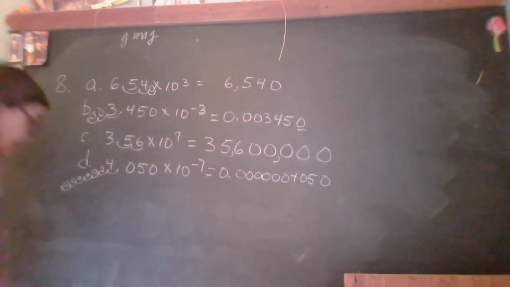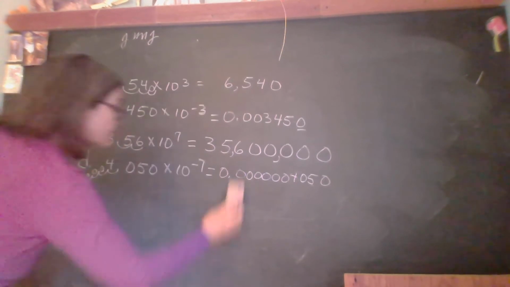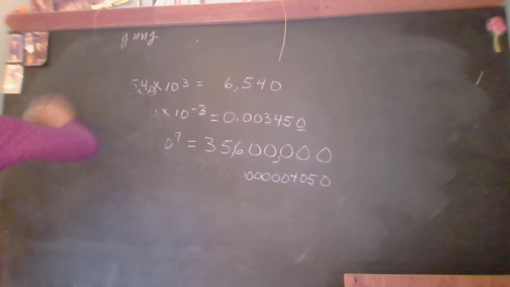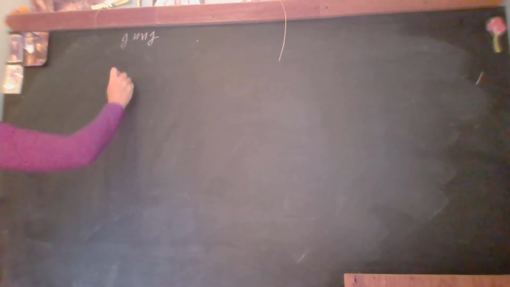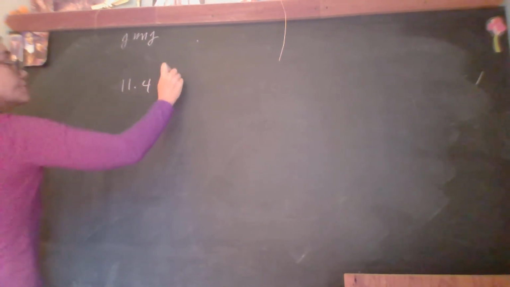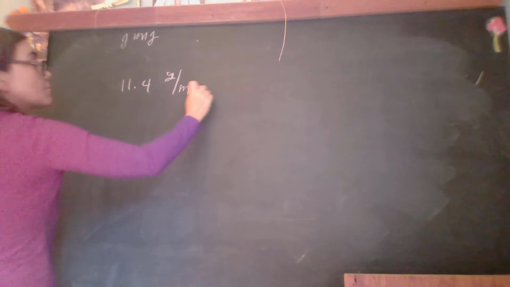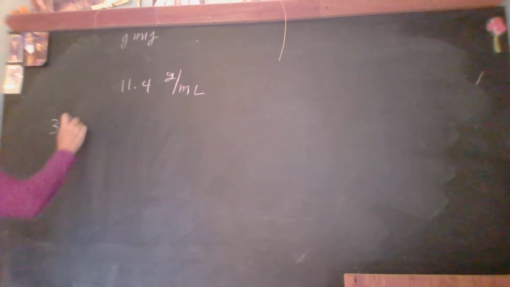Will you please read it to us? Should I wait for you to finish erasing first? No, go ahead. Lead has a density of 11.4 grams per milliliter. If I make a statue out of 3.45 liters of lead, what is the statue's mass?